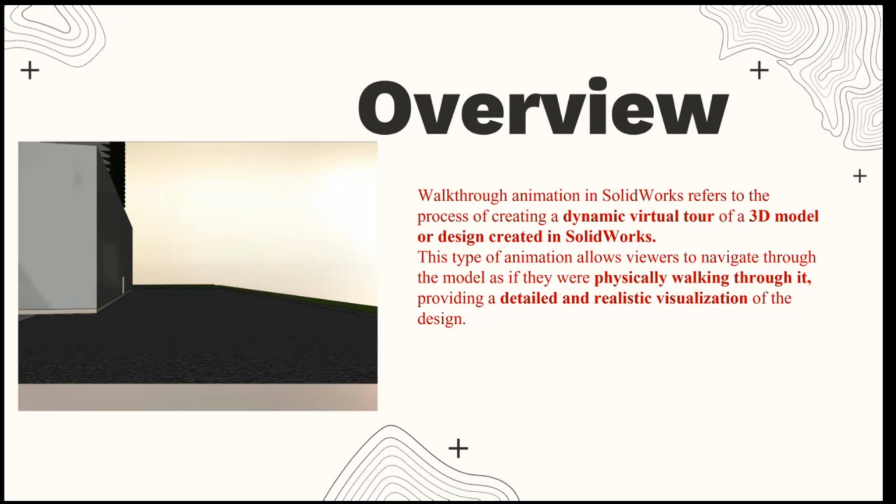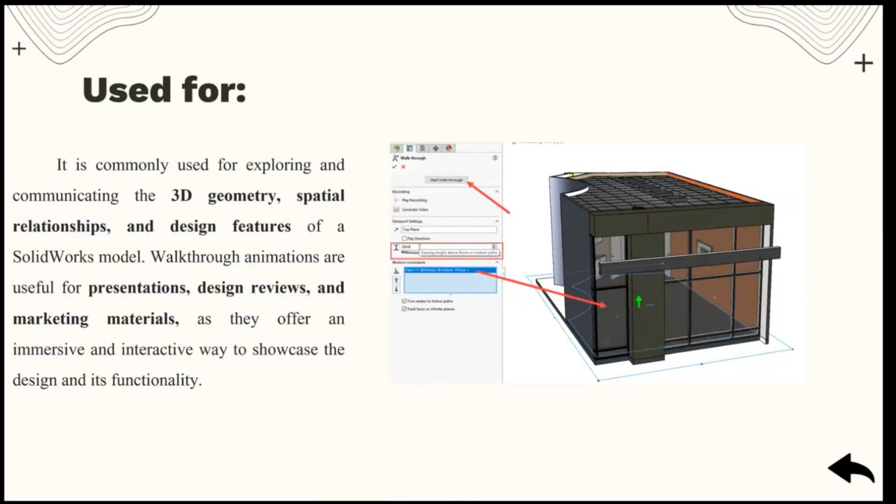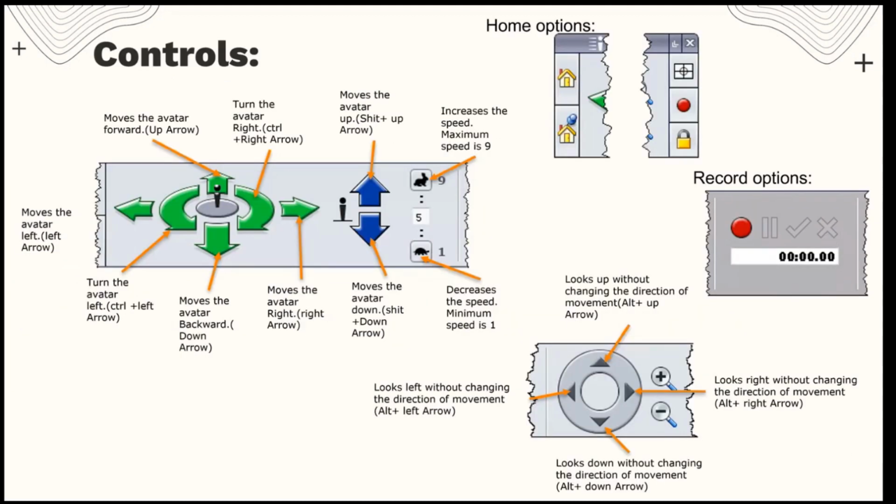And before going through the hands-on, let me discuss the controls. These are the controls. Here, if you see the control bar, it is given: moves the avatar forward, turn the avatar right, turn the avatar left. What is avatar? Avatar means the path which we are going. The path which we are going through the 3D model is termed as avatar. The avatar is nothing but path.